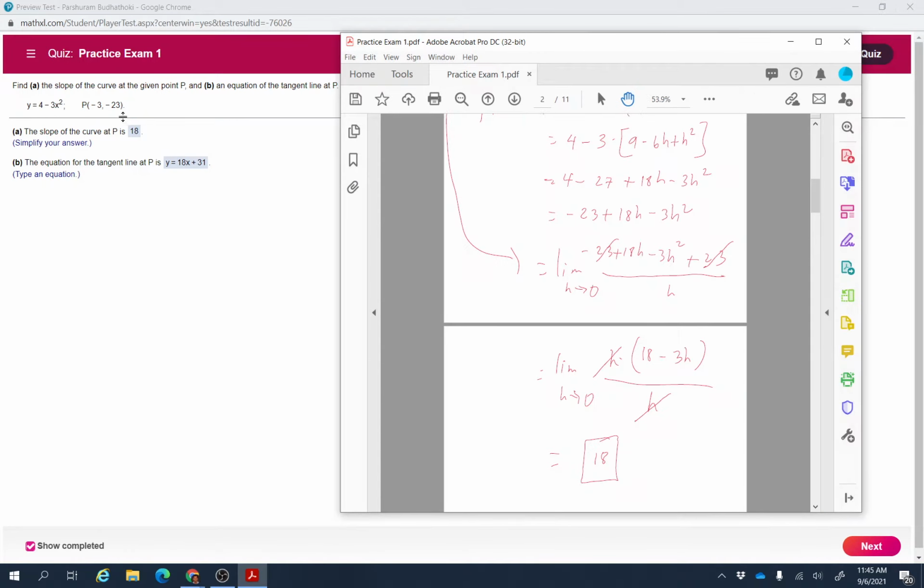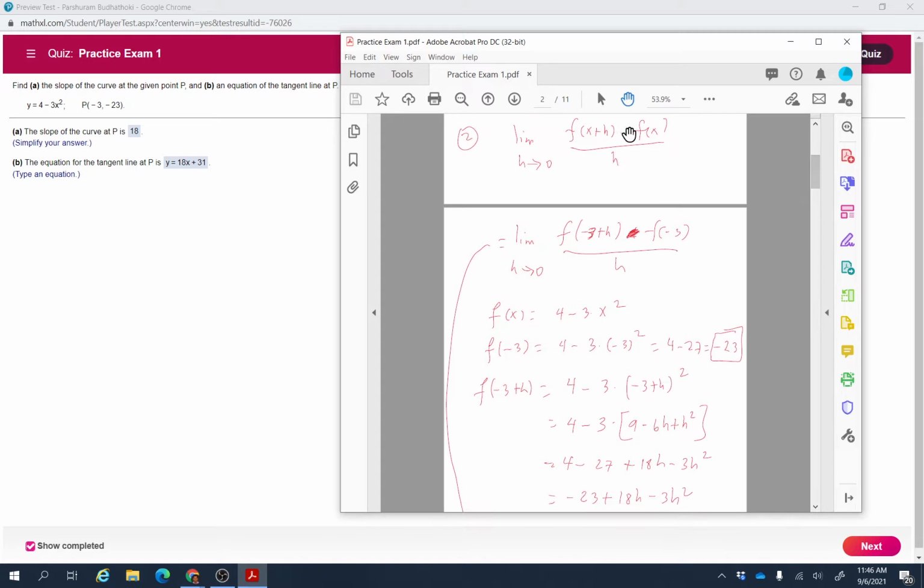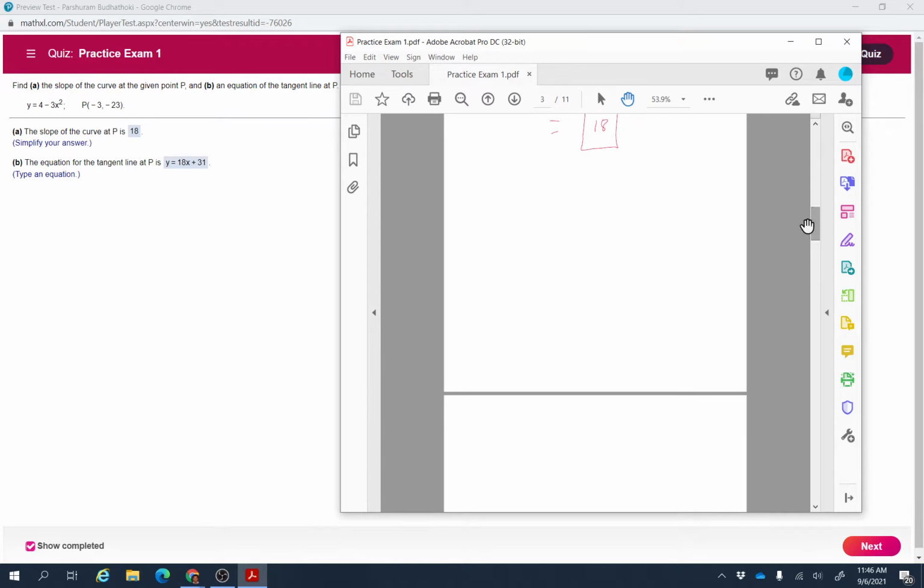So that is the answer for the first part, as you can see, and that we can find by using this formula. Okay? For the slope, we always use this formula. Depending on what point we are looking for, we just replace that x by that number. For the second part, we need to find the equation of the tangent line. After finding the slope, this is the formula for the equation of the tangent line.